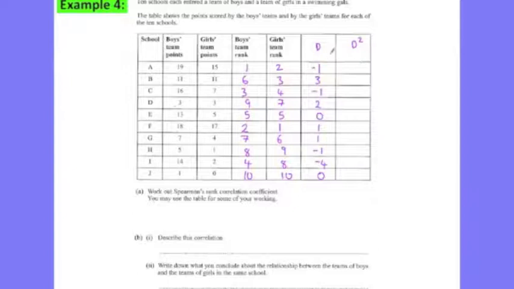Then our difference, so we're going to square. So all these numbers squared. 1, 9, 1, 4, 0, 1, 1, 1, 16, 0.